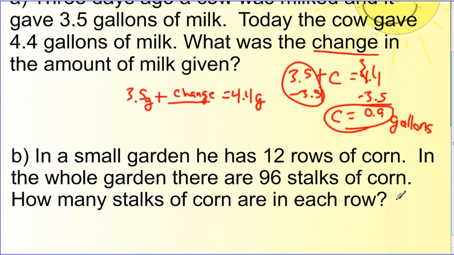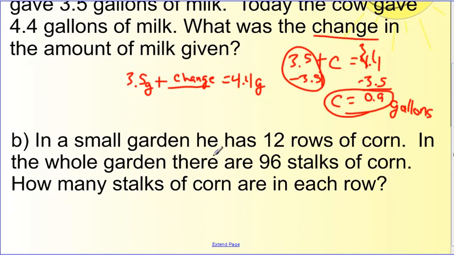Letter B. In a small garden, he has 12 rows of corn. In the whole garden, there are 96 stalks of corn. How many stalks of corn are in each row? Okay, so let's see here. Small garden, he has 12 rows of corn. I don't know who he is, but maybe there are 12 rows of corn in the garden. Okay. There are 96 stalks of corn altogether. How many corns are in each row?